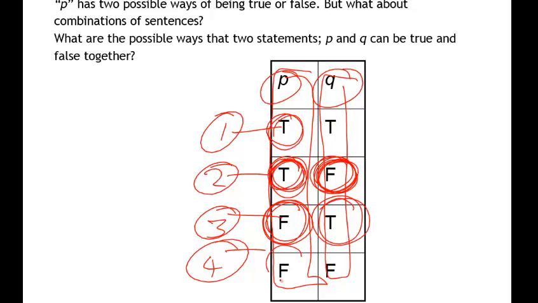And then finally, the fourth possibility is that it's not the case that Groucho has a mustache, and it's not the case that George has a pretzel. These four ways represent the only ways that P and Q can be true and false together. They exhaust all of the possible combinations of truth value for these two declarative sentences, or for any two declarative sentences.